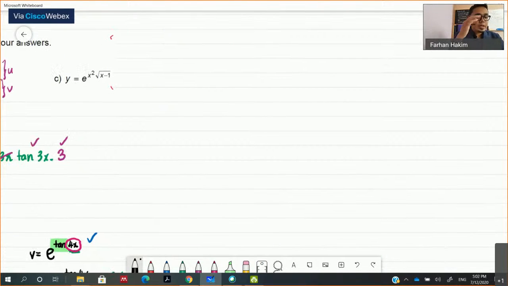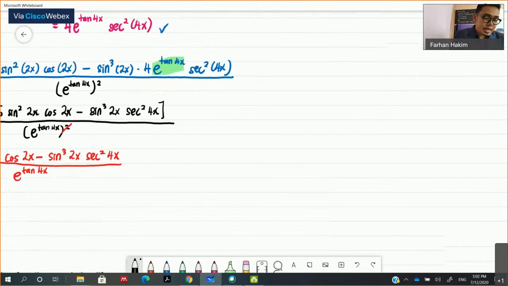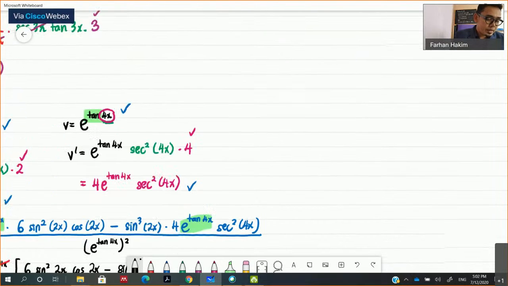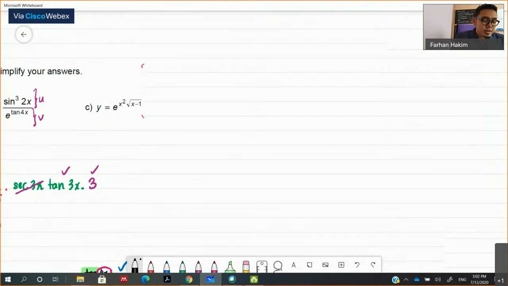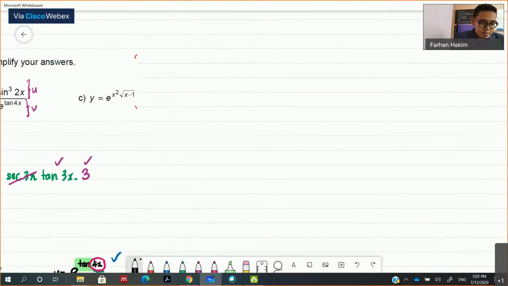All right. So question C, if you know that you want to differentiate e to the power of x squared square root of x minus 1, means you have to differentiate e first and then you have to differentiate the power. In this case, the index is actually given by x squared square root of x minus 1. You have to use u multiplied by v. All right. But it's okay.